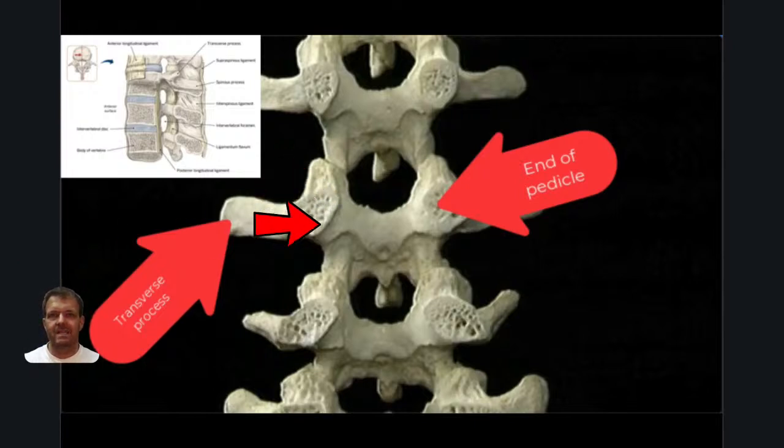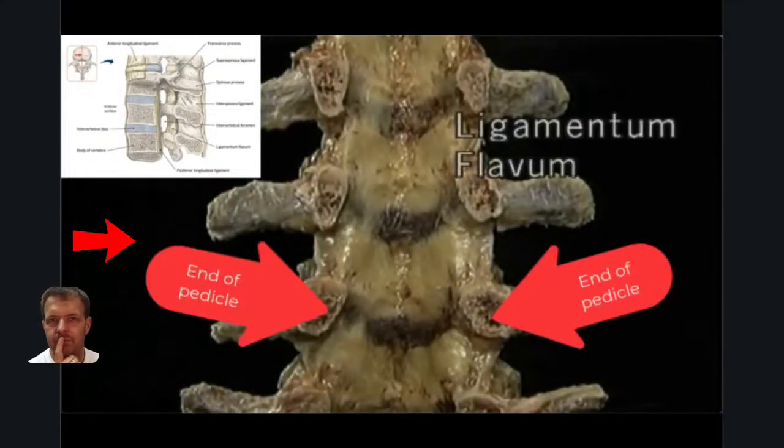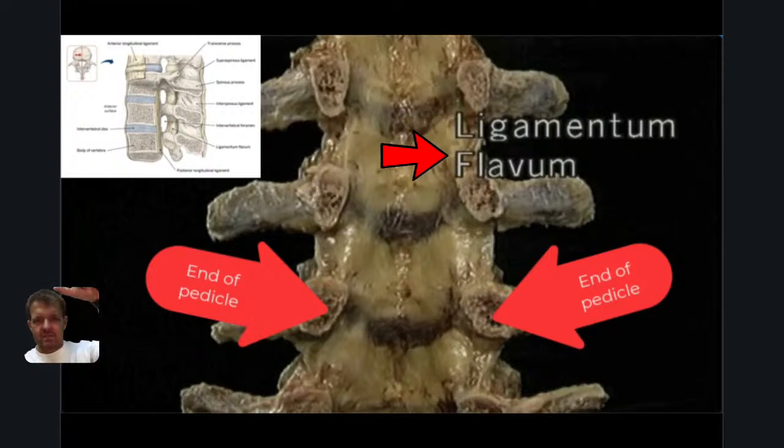So we've got pedicle cut. We've got transverse process just here. There's the lamina, okay, just there. So hopefully that makes a bit more sense. And then there is your Ligamentum Flavum. And hopefully you can see why it's the yellow ligament, because it is very yellow. So it's connecting every lamina to each other, all the way up the spinal cord.